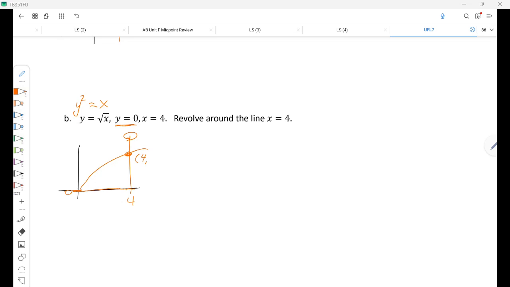It is not 16. It is 2, yeah. The function that we're graphing here is y equals the square root of x. So you want to plug that 4 into the square root of x. So that is 4, 2. And again, since we're doing a dy, since we're rotating around a vertical line, that's the number we're going to need to integrate from.